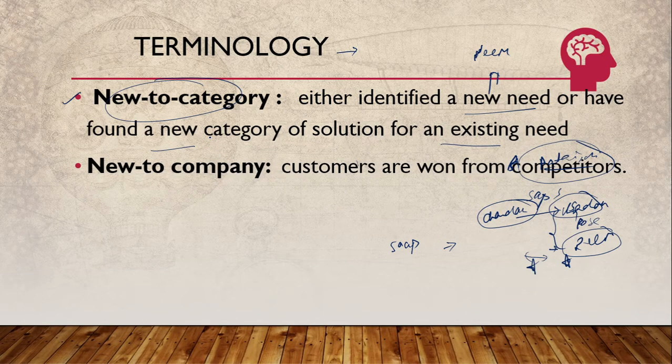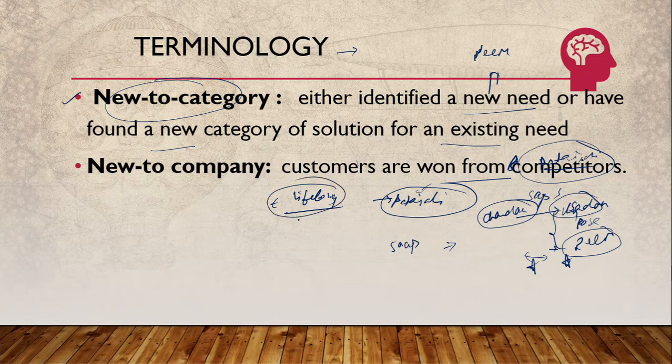And then the second one is new to company. New to company customers are the ones won from the competitors. Let's say earlier I was using Lifebuoy soap, and now I have recently switched to purchasing Patanjali soap. So Patanjali has now won a customer who was earlier a customer of Lifebuoy, but is now purchasing a soap of Patanjali. These new customers who have been won from the competitors are the new to company customers.